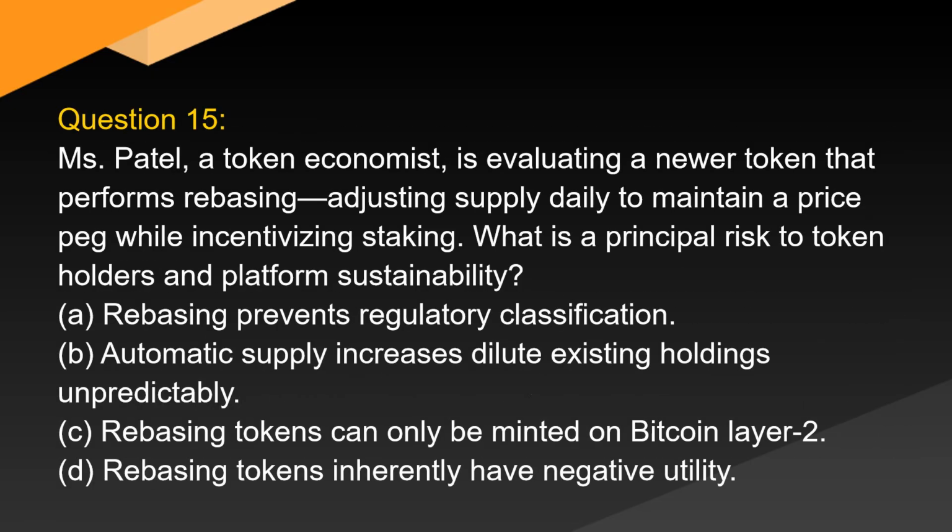Question 15. Ms. Patel, a token economist, is evaluating a newer token that performs rebasing, adjusting supply daily to maintain a price peg while incentivizing staking. What is a principal risk to token holders and platform sustainability? A. Rebasing prevents regulatory classification. B. Automatic supply increases dilute existing holdings unpredictably. C. Rebasing tokens can only be minted on Bitcoin Layer 2. D. Rebasing tokens inherently have negative utility.